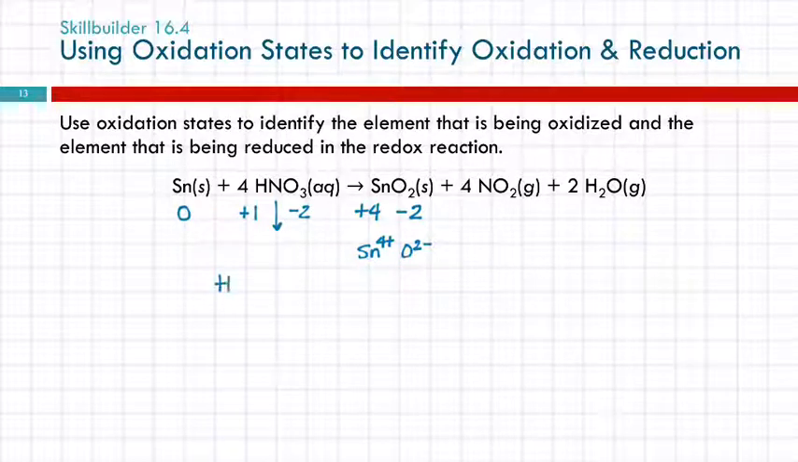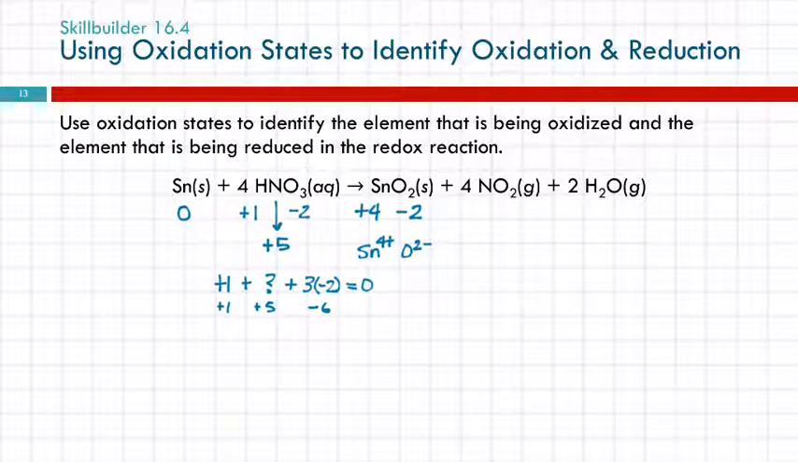So we've got +1, and then we've got 1 nitrogen that we don't know about. And then we've got 3 oxygens, and they're each -2. And all of that has to add up to 0. So this is -6, and that's +1, and so this must be +5. So the nitrogen has an oxidation state of +5.